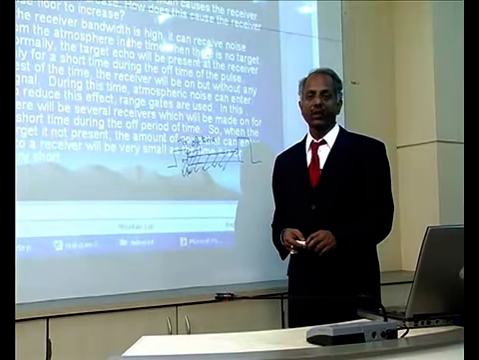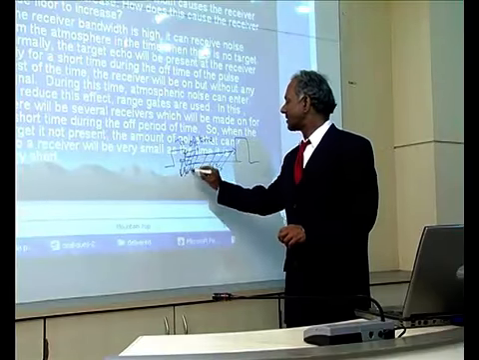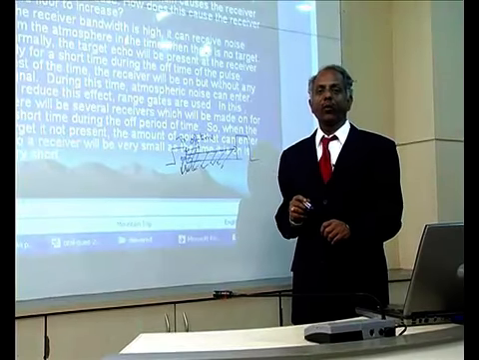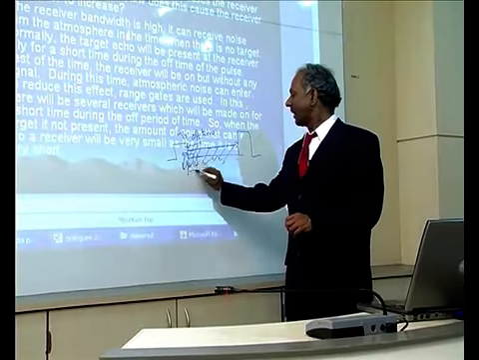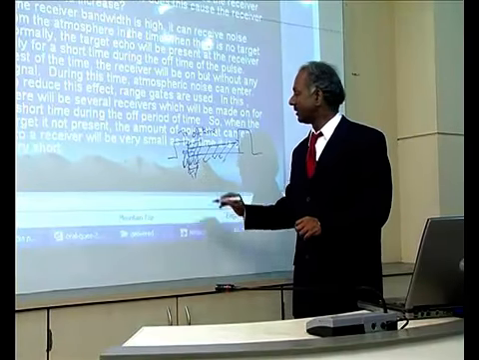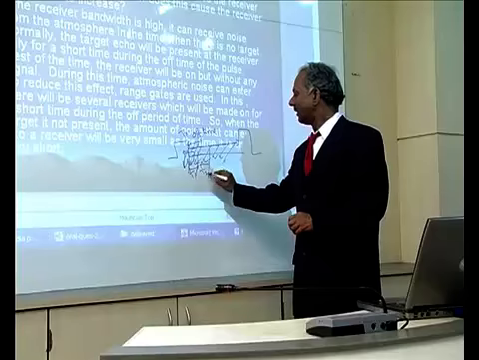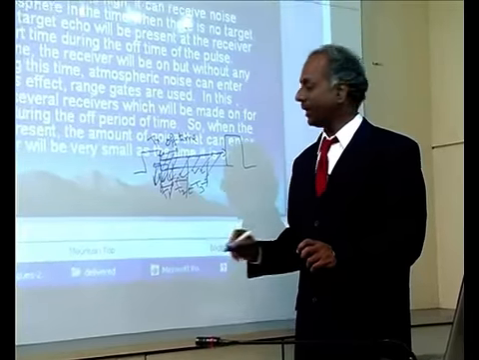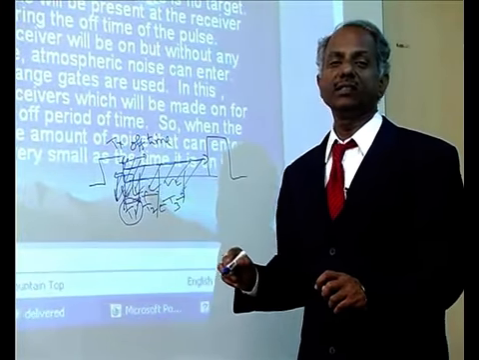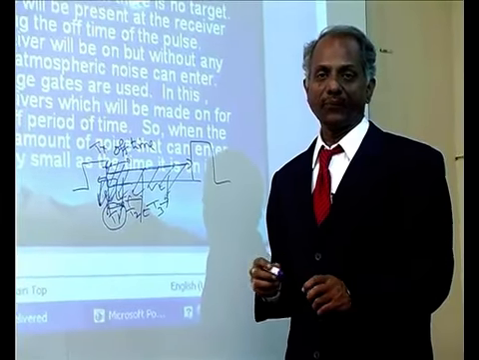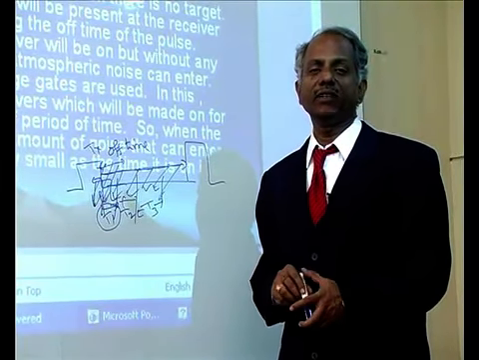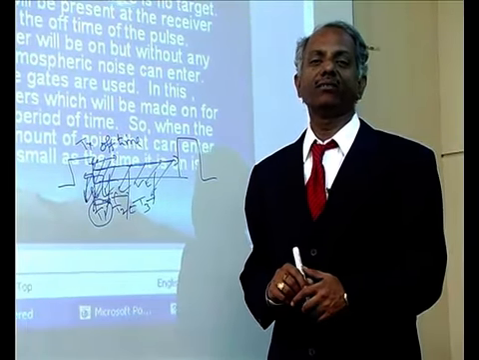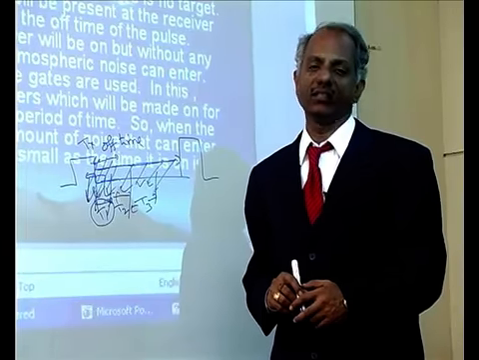To overcome this, we try to go with range gates. That means we are going to use several receivers in parallel. One receiver will be on for a certain time duration of t1 seconds. The next one will be on for only t2 seconds. The third one is for t3 seconds, like this, so that the noise can enter into this receiver only for a short duration or around the expected time of the target. Hence, the noise floor is reduced at the expense of using multiple receivers.